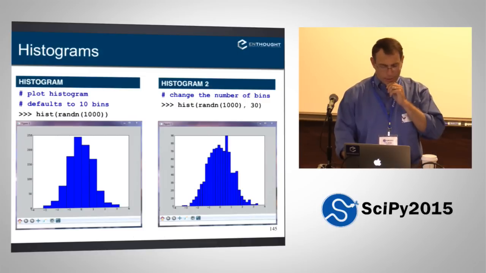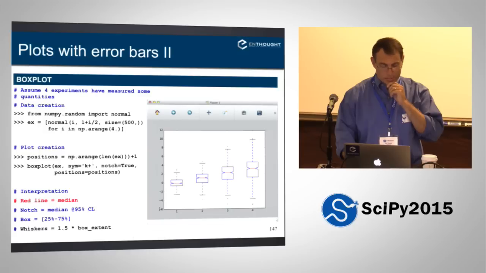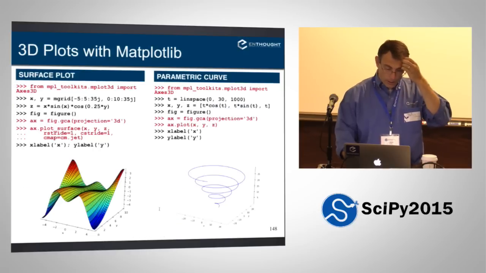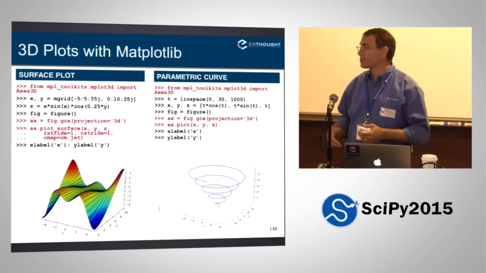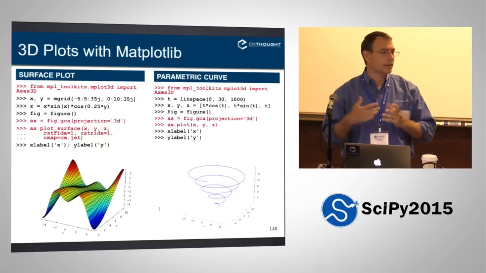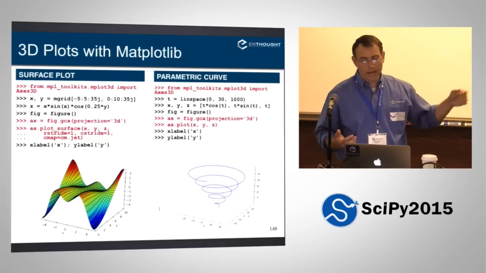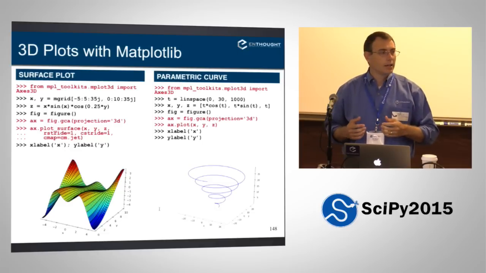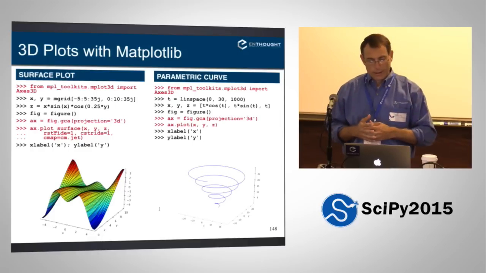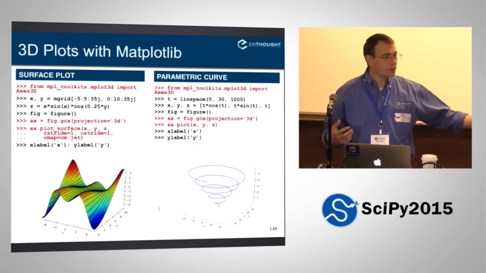Histograms, you can control how many bins you have in those. There's error bars. I'm just going to kind of show these right quick. Box plots. And then there's also 3D surface plots. And this is one of the places where I always have to go back to the examples to figure out how to set up my axes to get a 3D projection and all that sort of thing. So this is an example. The thing I like about Matplotlib's 3D visualization is out of the box, it looks really good. It's nice looking. And also, it's included with Matplotlib. So if you have that installed, then you have it there.